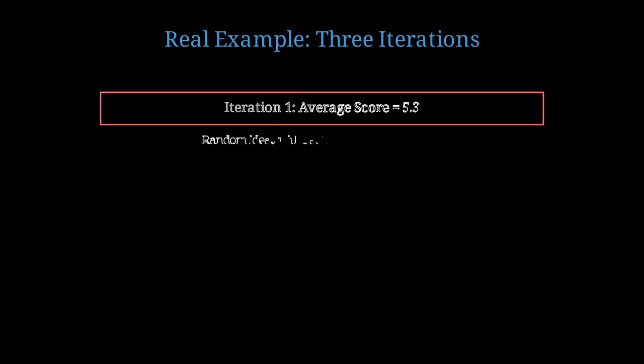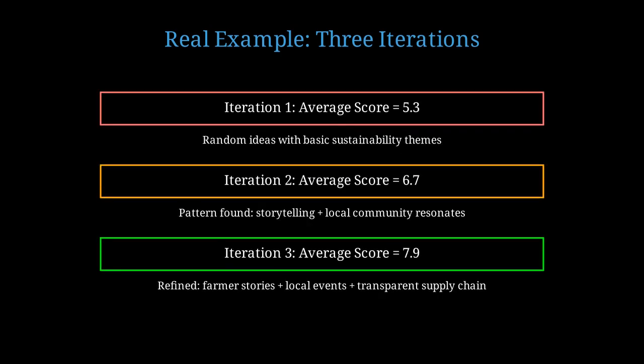Let me walk you through a real example with 3 iterations of improvement. Let's say we're generating marketing campaign ideas for a sustainable coffee brand. Iteration 1 produces an average score of 5.3 out of 10. These are random ideas with basic sustainability themes. In Iteration 2, we notice a pattern. Ideas combining storytelling with local community involvement score higher. The average jumps to 6.7. In Iteration 3, we refine further. Farmer origin stories plus local tasting events plus transparent supply chain tracking. The average reaches 7.9.